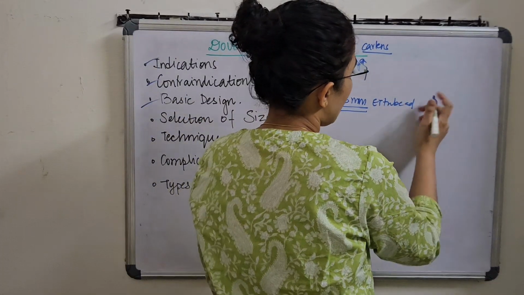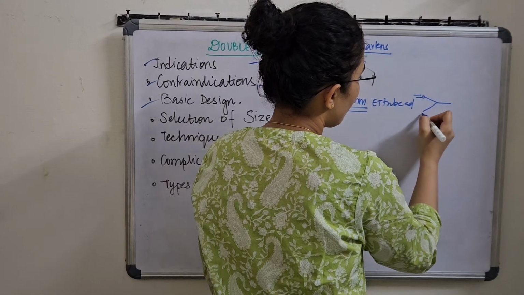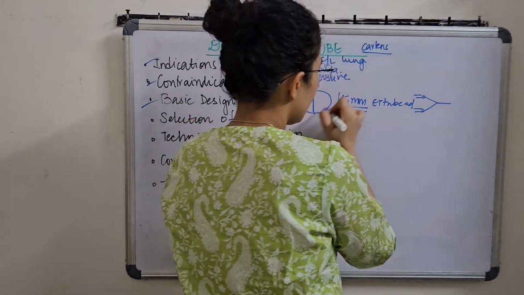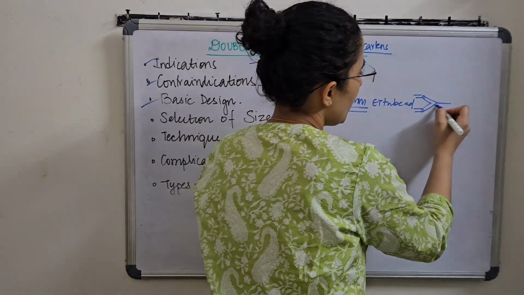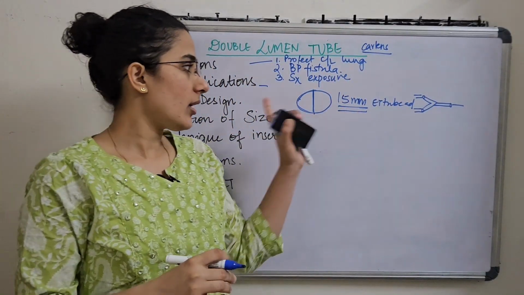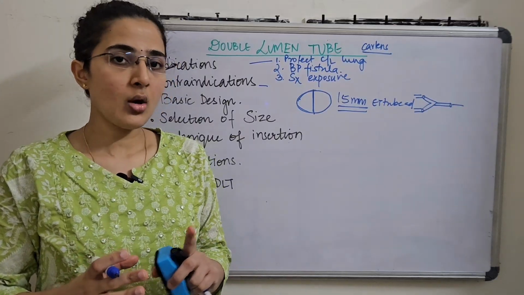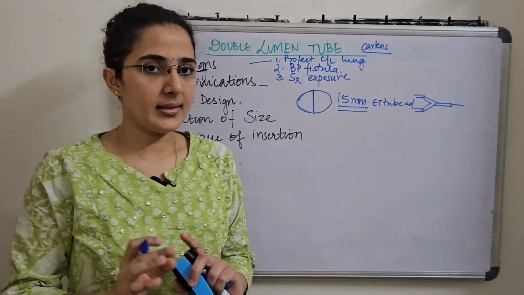These ET tube adapters will then connect to a Y shape. There will be one for each lumen, that is each side of the septum, and they will in turn connect to the ventilator circuit. So this is how the basic design of a double lumen tube is present.